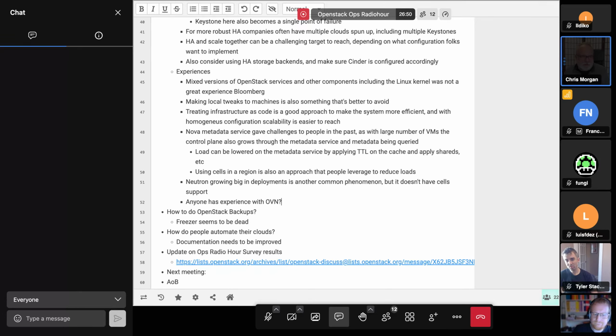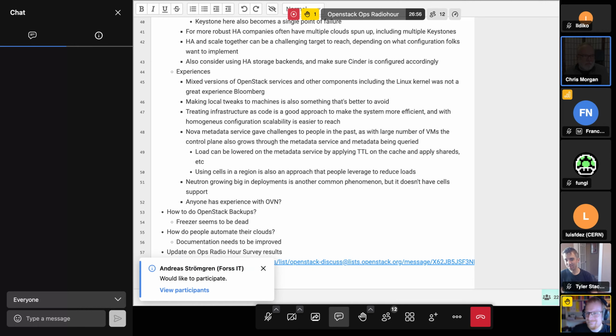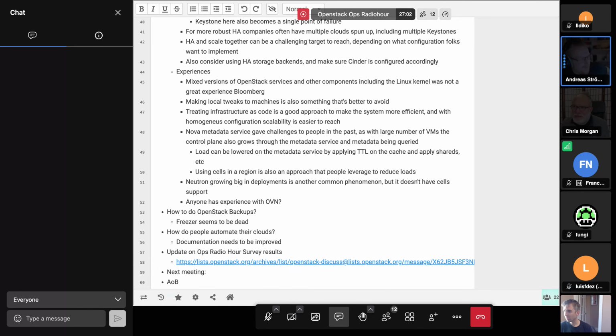I don't know if anyone's willing to share that they even run OVN other than yourself. Someone's saying would like to participate. Just go right ahead. Yeah, we are running OVN in our OpenStack setup, and that is just because it was the recommended setup when we started out a couple of years ago. So far, it's been running good.